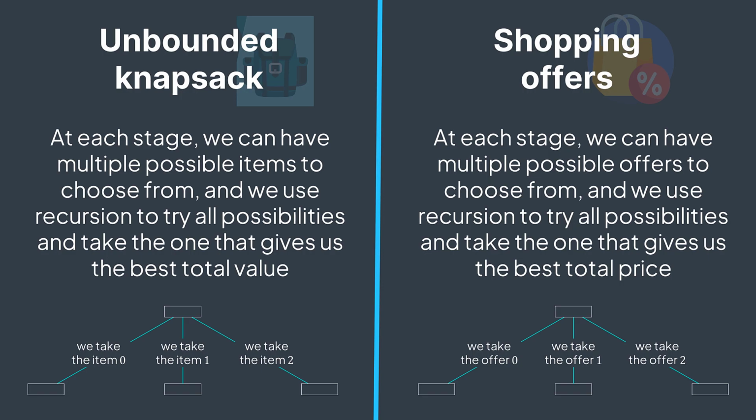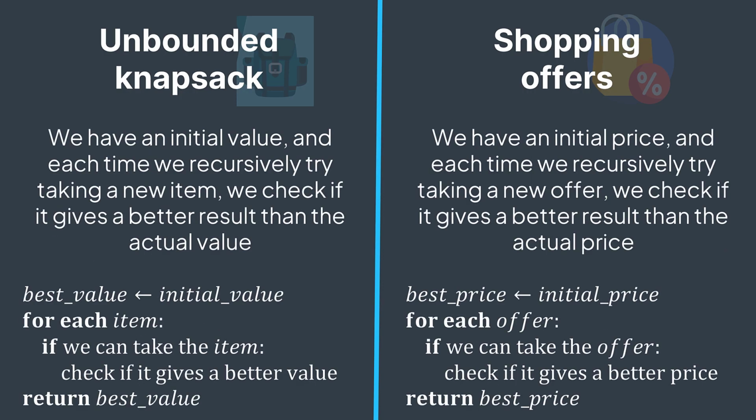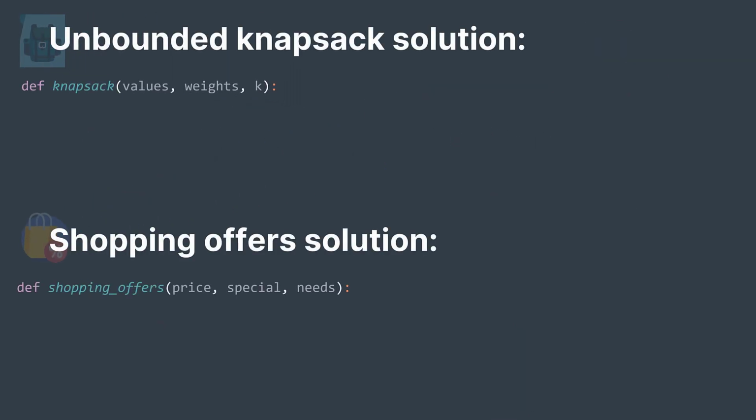In unbounded knapsack, we have an initial value, and each time we recursively try taking a new item, we check if it gives a better result than the actual value. In this problem, we also have an initial price, and each time we recursively try taking a new offer, we check if it gives a better result than the actual price. A lot of common points. Let's try to go from the solution of unbounded knapsack and produce a solution to this problem.